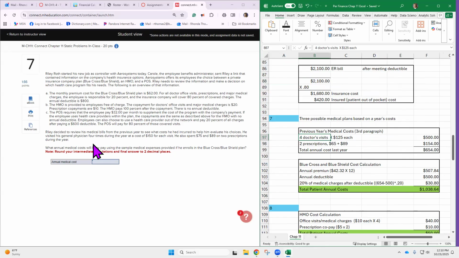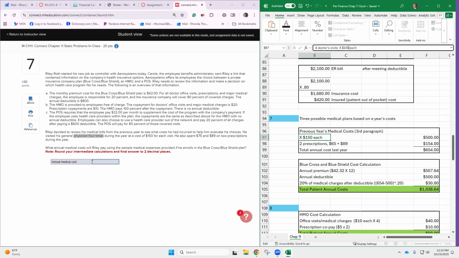All right, the first thing, help me know. He went to the doctor how many times? 4 times. So yes, 4 visits. How much did they cost? They cost $150. So I need to fix that.